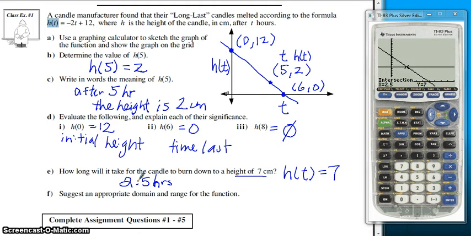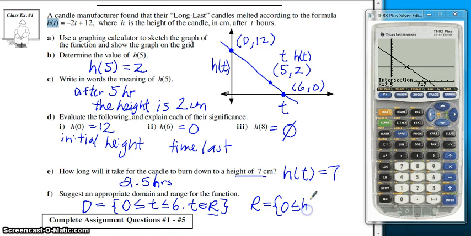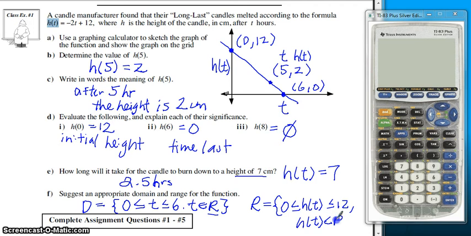Suggest an appropriate domain and range. Domain, all right, the domain is the time. It's burned from 0 to 6 hours. Okay, and then all real numbers because it's continuous data. And then for the range, okay, this R represents range, this R represents real numbers. So math is amazing. 0 to, you can either write height, well, let's write height of t is 12. Okay, when the height takes on any intermediate value. This represents a continuous function.